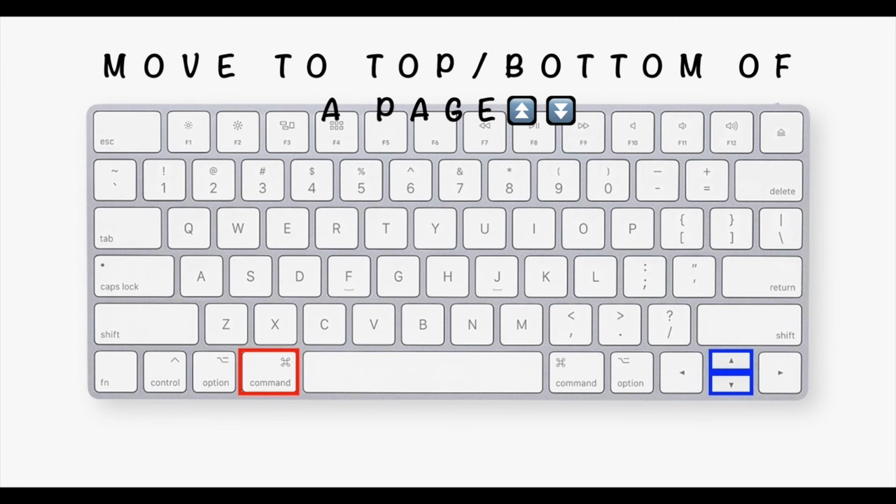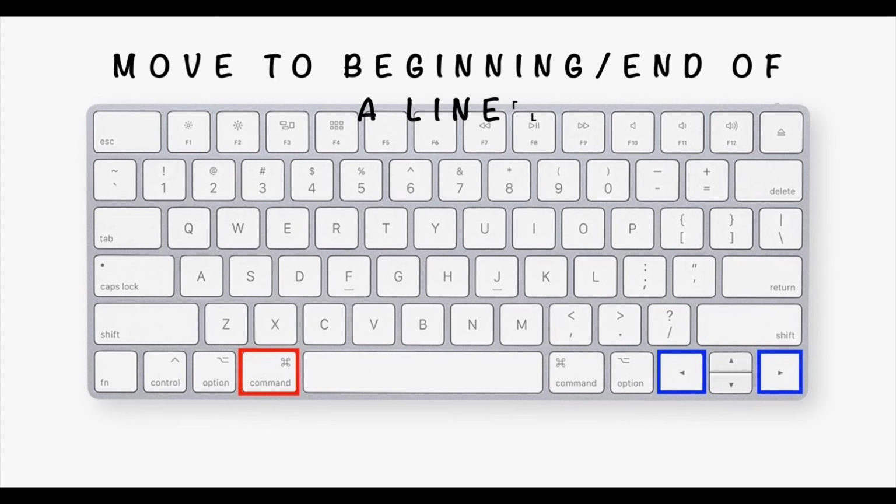Command and up and down arrow keys allow you to move to the top or to the bottom of a particular page. Sort of similar to the last shortcut, Command and left and right arrow keys will allow you to either go to the beginning of a line or to the end of a particular line.